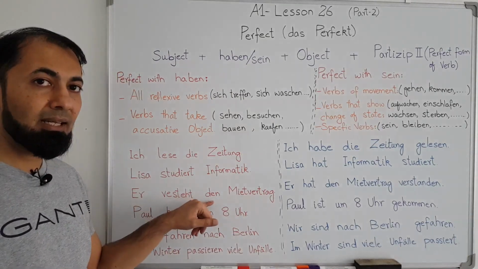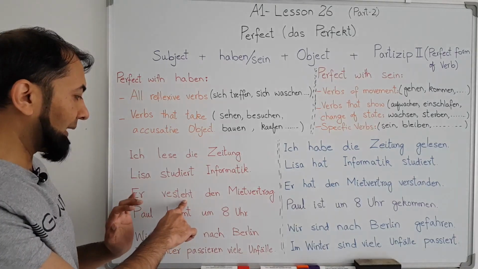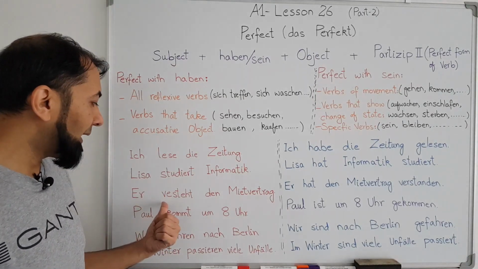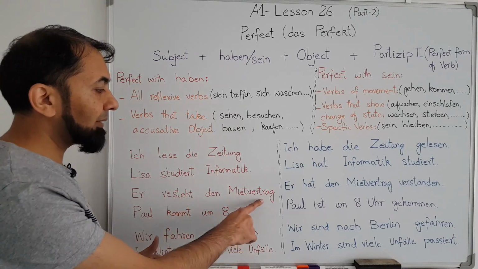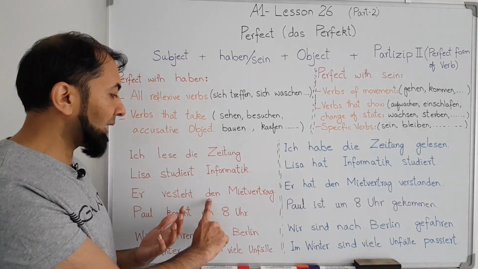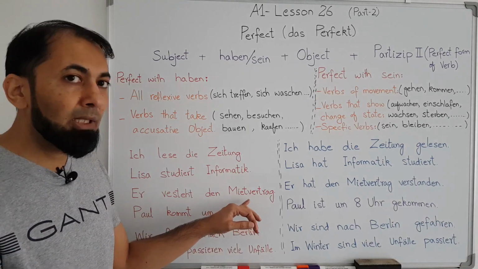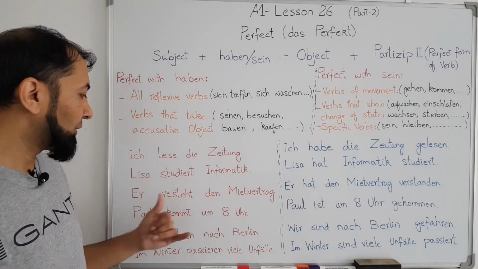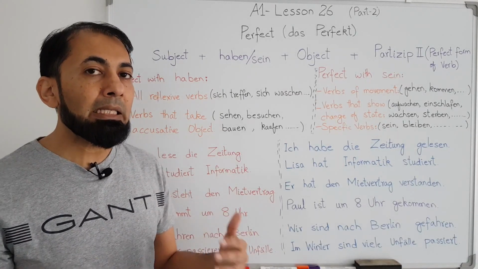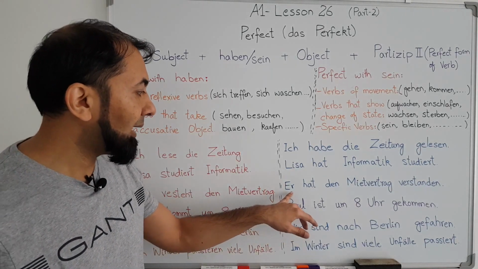Er versteht den Mietvertrag. He understands the rental contract. So verstehen is a German verb which means to understand, and when we conjugate verstehen with respect to the subject it becomes versteht, and Mietvertrag is a masculine noun, and here it is used as an accusative object or the direct object, and we know that in the direct object the masculine noun has the definite article den. So, versteht den Mietvertrag.